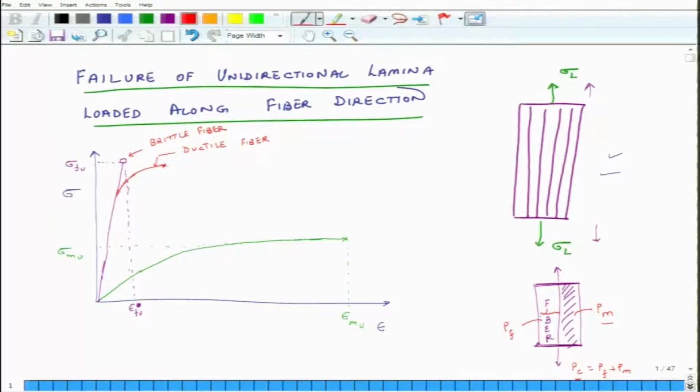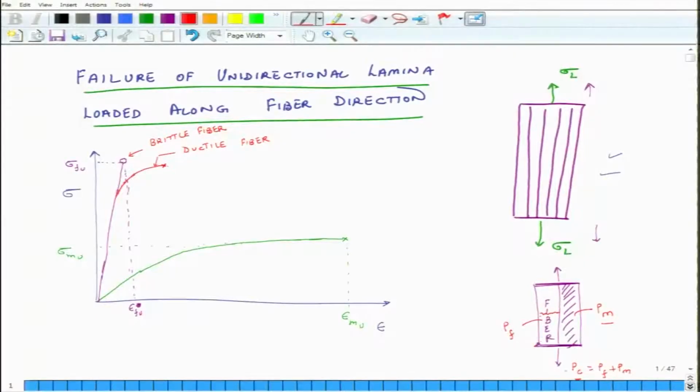But at some strain level the fiber breaks, and what happens? I am still applying the same amount of load. Suppose I have applied 200 kilograms of load on a piece of material, that 200 kilograms is still there, that is Pc. So, where does all that load go? This Pf, all of a sudden once the fiber fails, becomes 0, and all that extra load is shared by Pm.